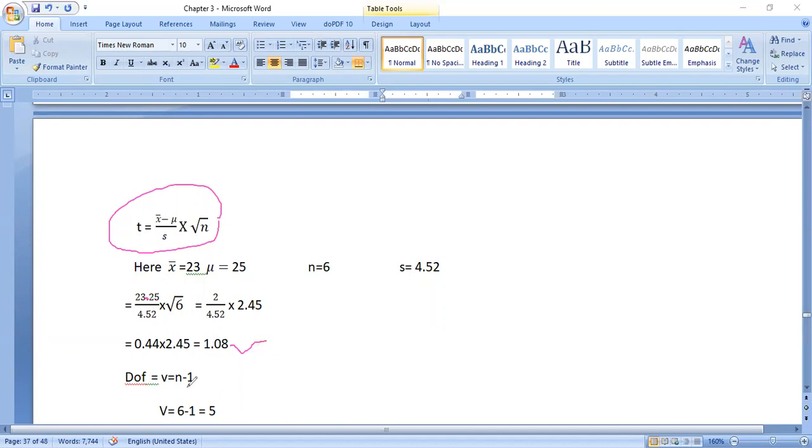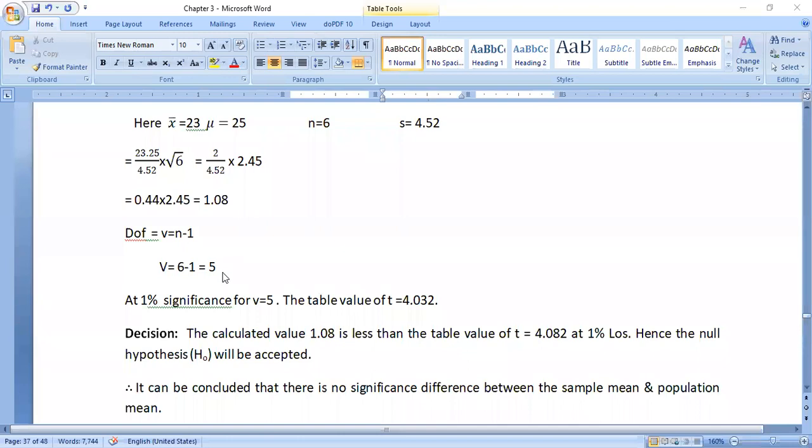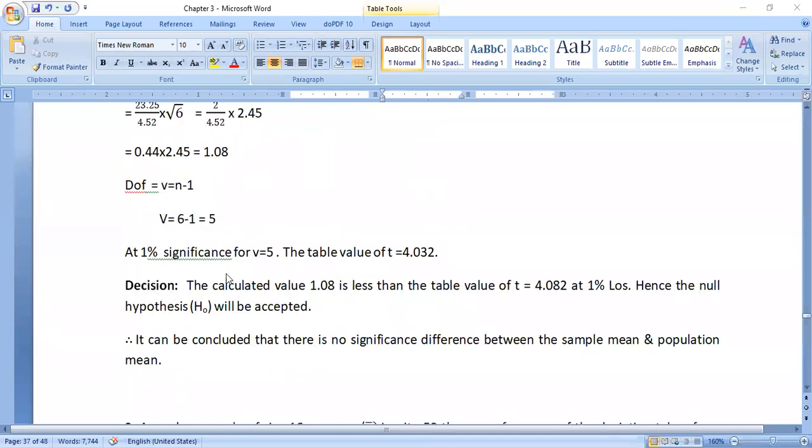Okay, then the degrees of freedom: v is equal to n minus 1, which means 6 minus 1 is equal to 5. At 1% significance level, v is equal to 5, the table value is 4.032. The calculated value 1.08 is less than the table value of t, 4.032, at 1% LOS. Hence, the null hypothesis will be accepted.